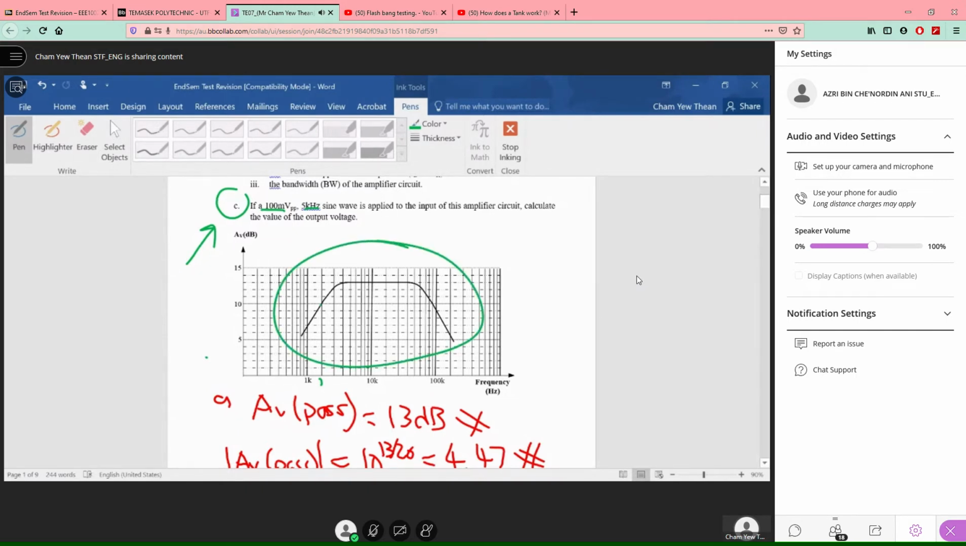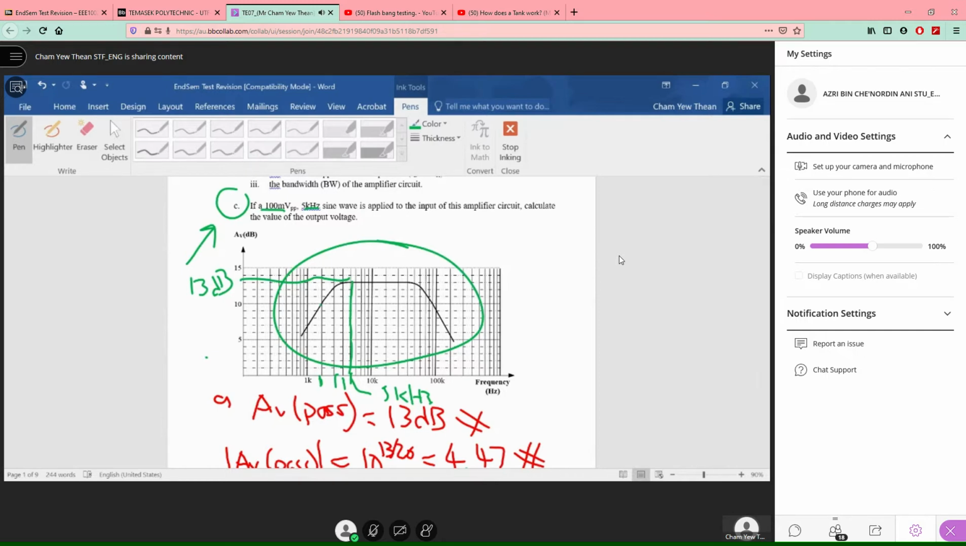Then you go and count 5 kilohertz. Where is 5 kilohertz? 2, 3, 4, 5. So this is your 5 kilohertz, right? So we extend upwards, and it hits the pass band. It hits 13 dB. So your voltage gain at 5 kilohertz is 13 dB.